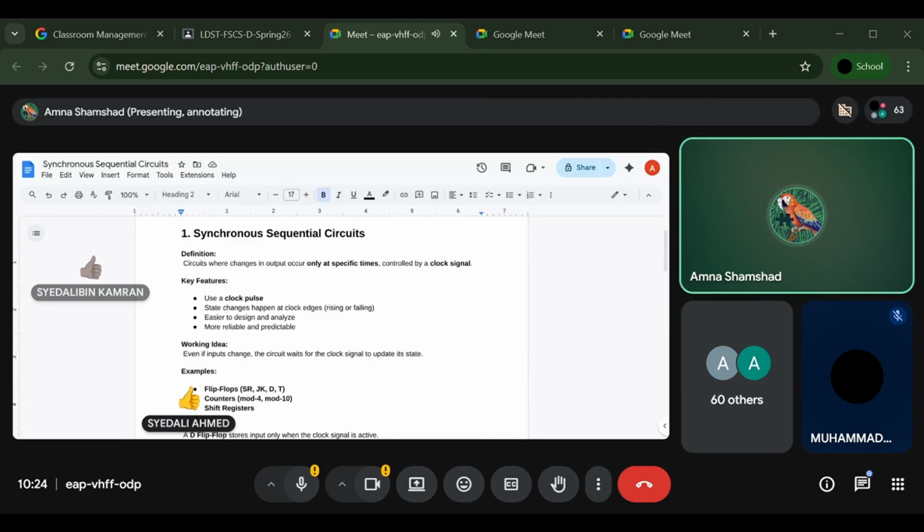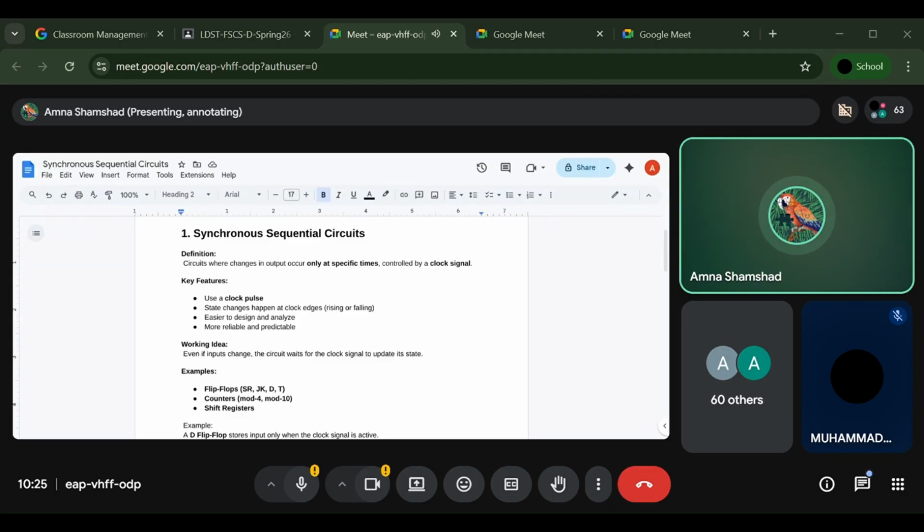Okay. So the main definition of a synchronous sequential circuit is that it is a circuit that changes its output only at specific timings. Specific timings means when you apply a clock signal on it. It has a clock pulse, and it will change its state on the rising and falling edge of the clock.